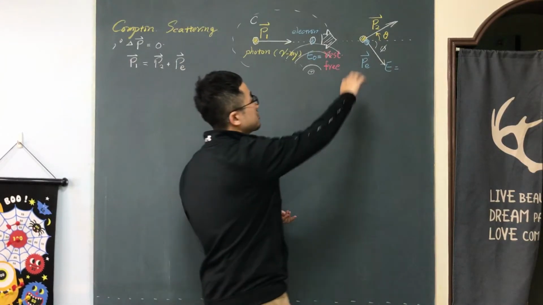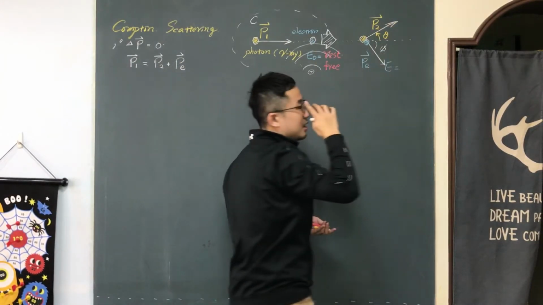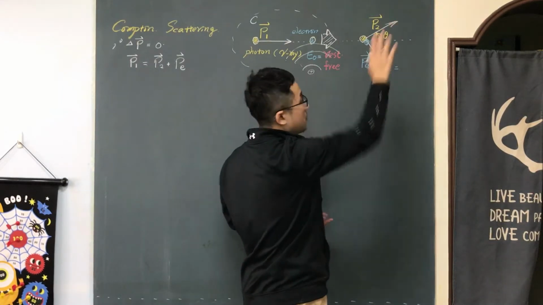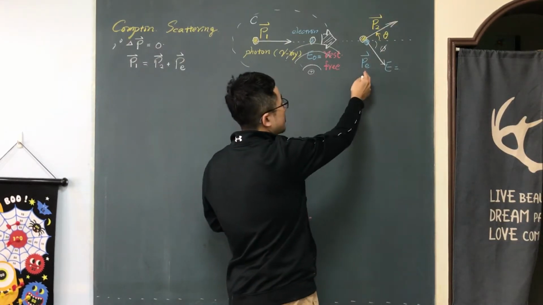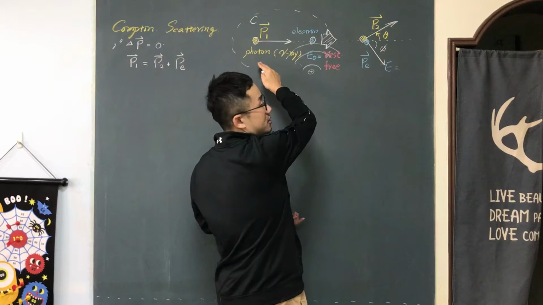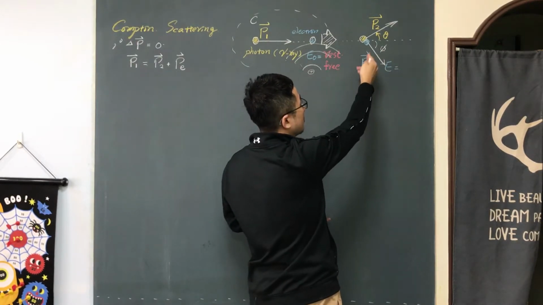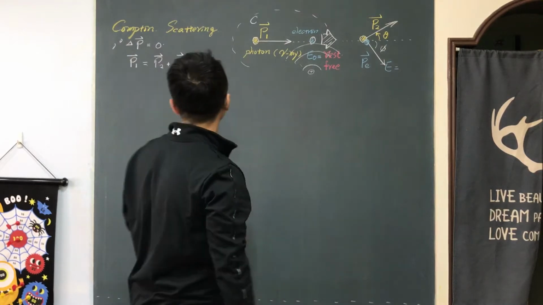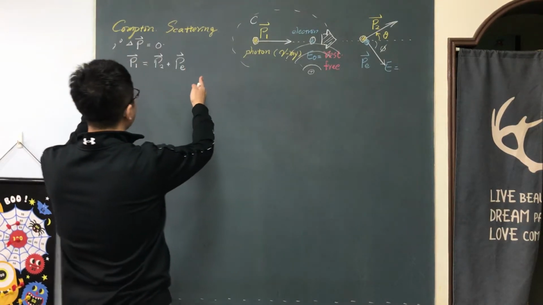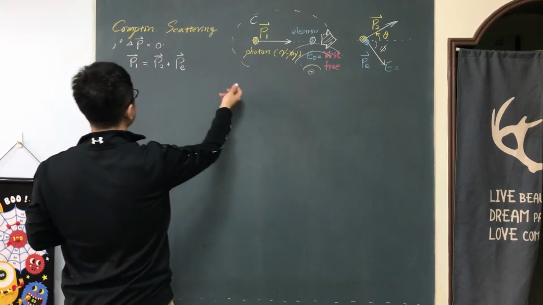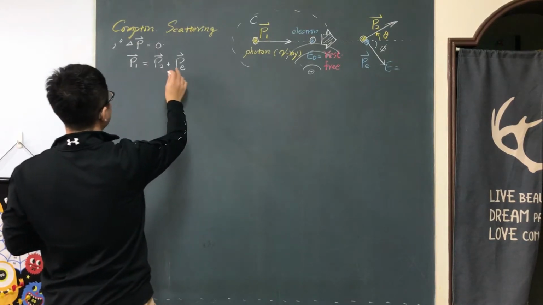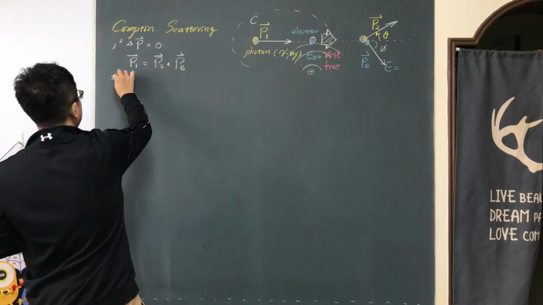P2 means the scattered photon is going to carry less momentum and travel away. And since your electron is bombarded by such a high energy photon, it will be scattered away as well and carry a momentum we call PE. Okay, so this is the conservation of momentum. Okay, let's keep calculating this.